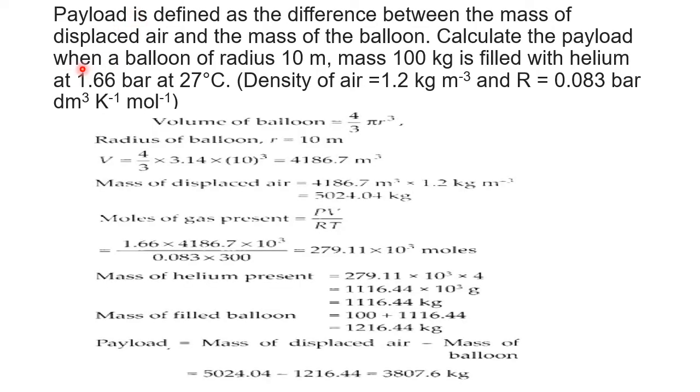Today's numerical number 1. Payload is defined as the difference between the mass of displaced air and the mass of the balloon. Calculate the payload when a balloon of radius 10 meters, mass 100 kg is filled with helium at 1.66 bar at 27 degrees centigrade. Density of air equal to 1.2 kg per cubic meter. The gas constant R equal to 0.083 bar dm cube per Kelvin per mole.